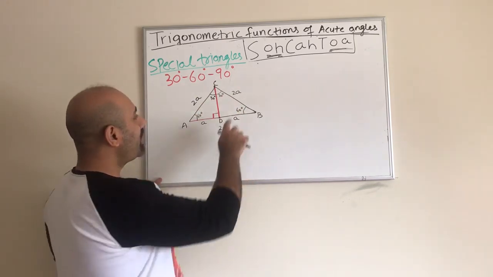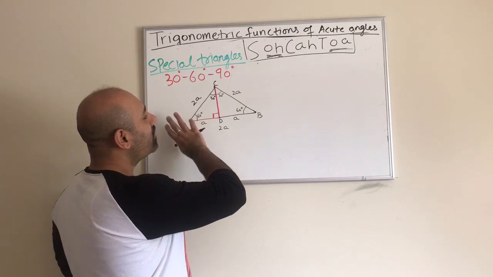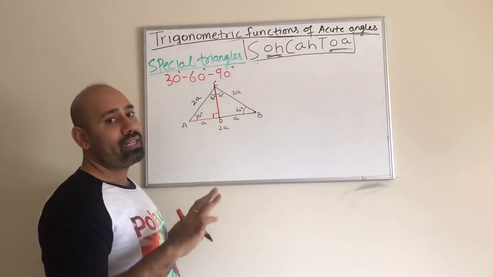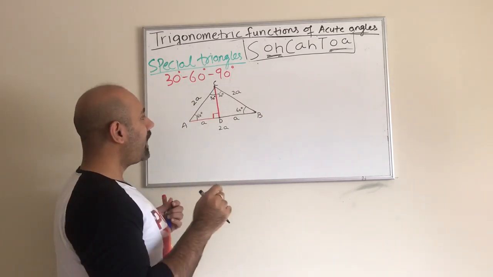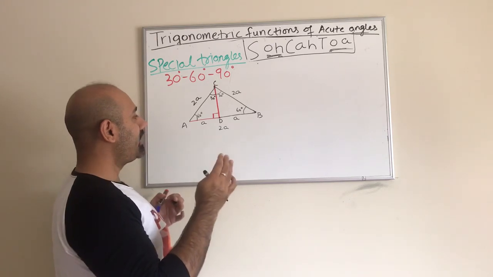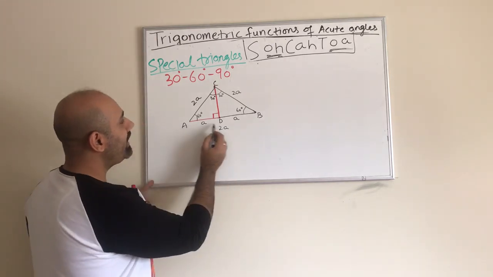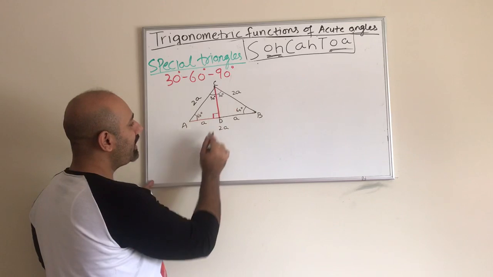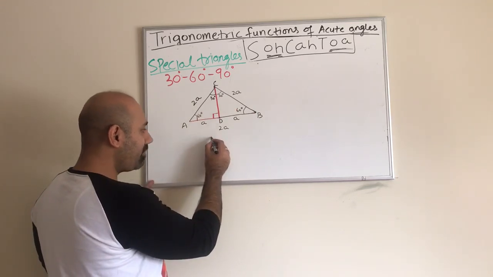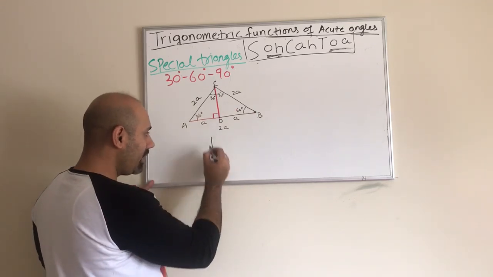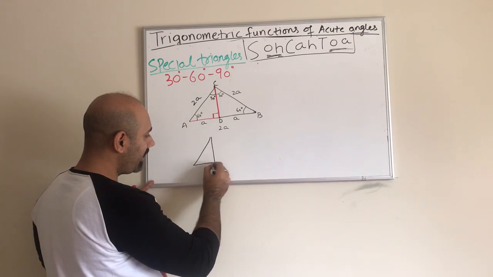Once we have this set up, now I don't really care about this equilateral big triangle ABC. All I need is my 30 60 90 triangle, which is my triangle ADC. So once I have this set up, now I'm going to extract, or go back to, my 30 60 90 triangle.